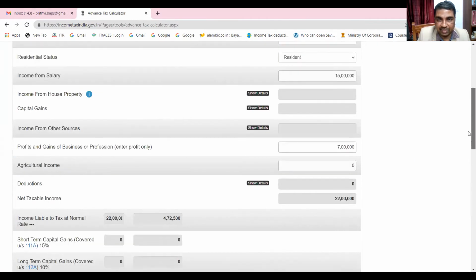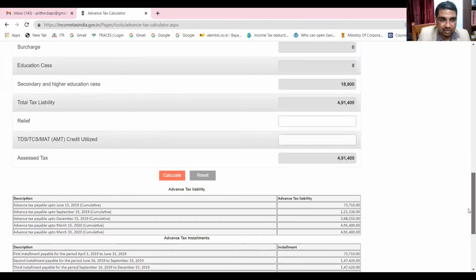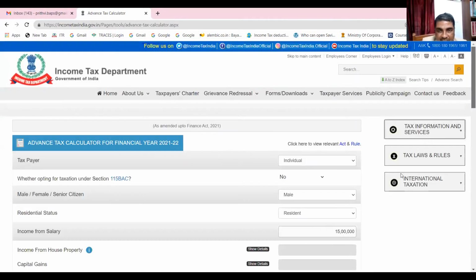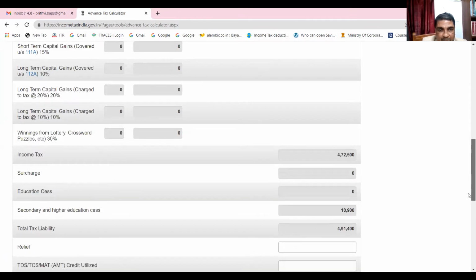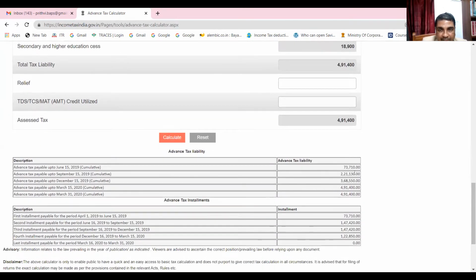If you calculate, you can find it out. Your assessed tax is this much: 4,91,400. How do you have to pay it? By June 15, how much is to be paid? 73,700. By September 15, cumulatively, that means earlier payment and this taken together, 2,21,130 should have been paid. By December 15, this money should have been paid, and by March 15, the entire 4,91,400 should have been paid. Okay, this is the cumulative money that should have been paid.